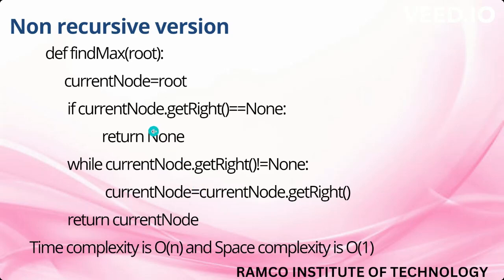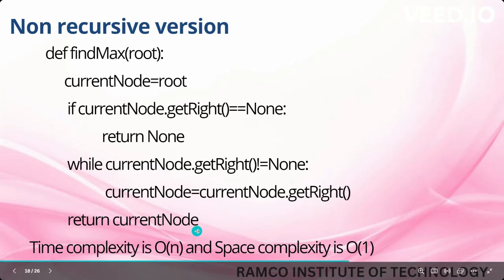Finding the maximum means the rightmost node of the binary search tree is the maximum element in the BST, so we need to go to the right side. The time complexity is O(n) and the space complexity is O(1).